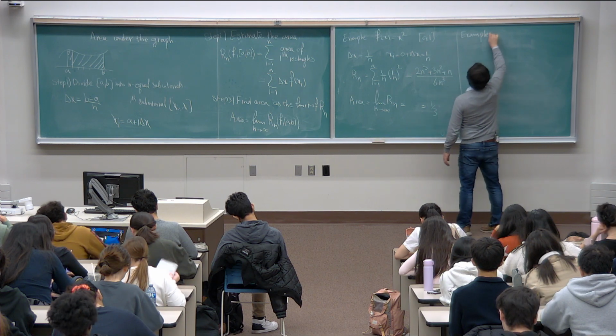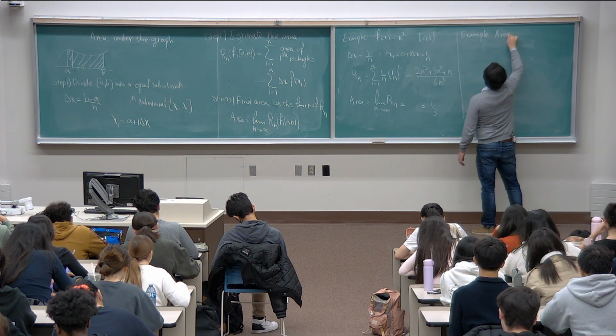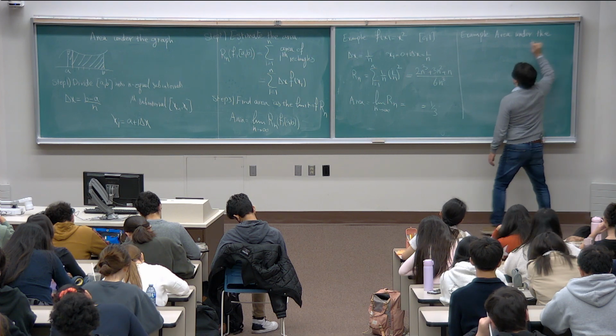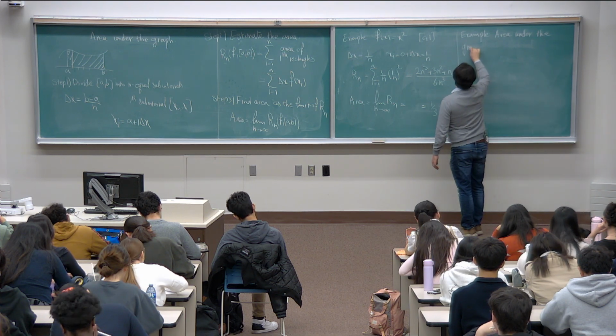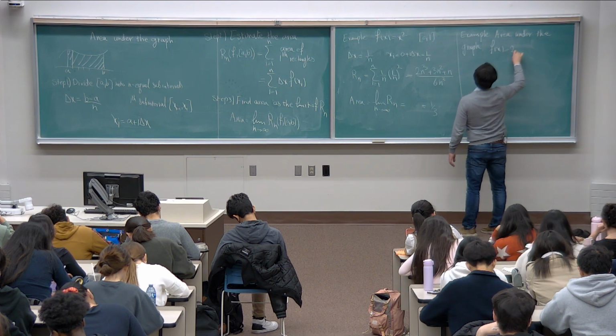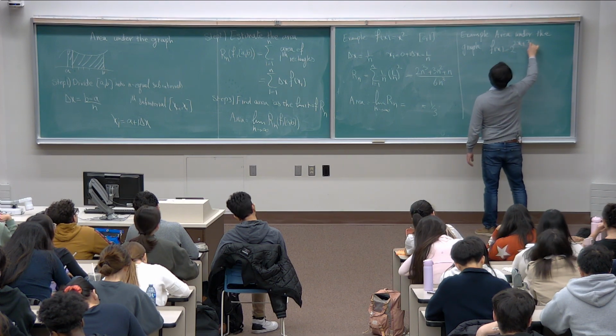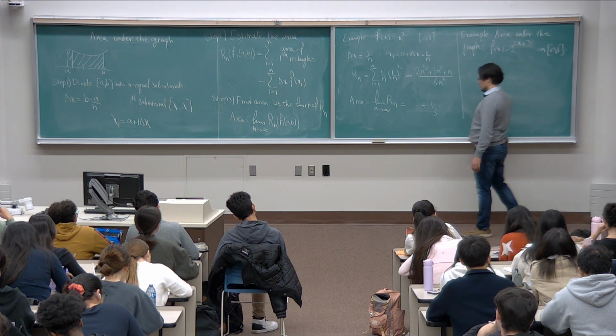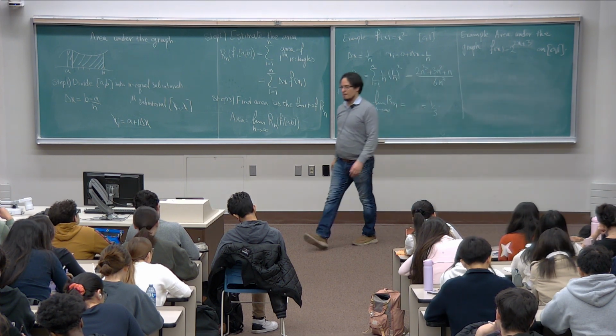Find the area under the graph of this function. f of x is 2 to the power 2x plus 3, on the interval 0 to 1.